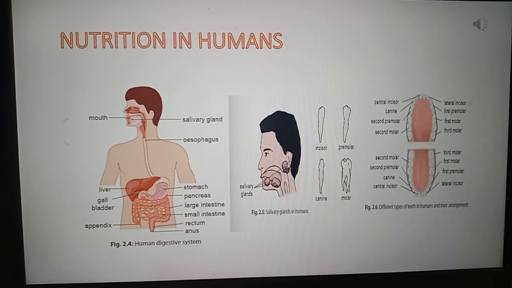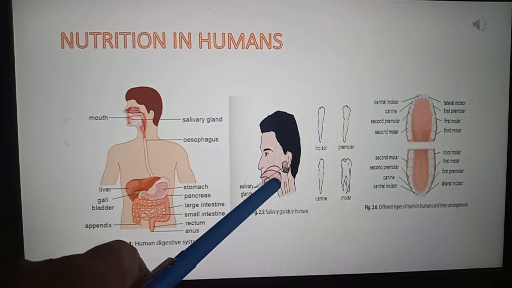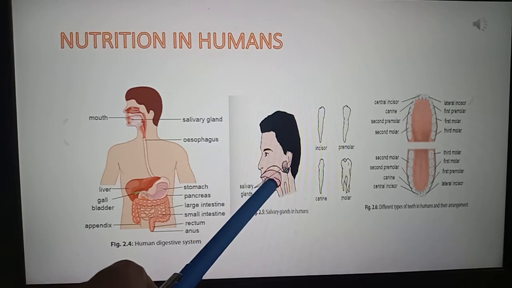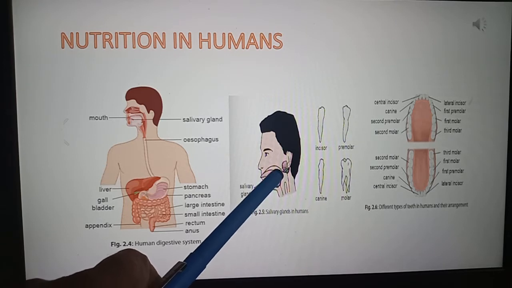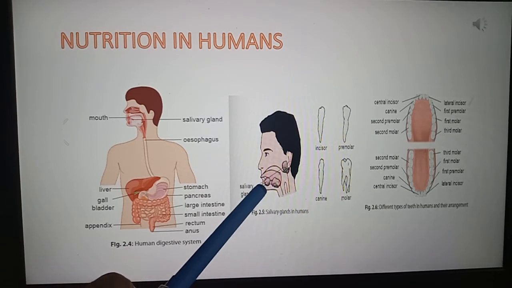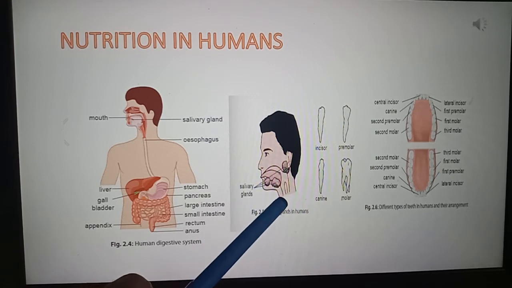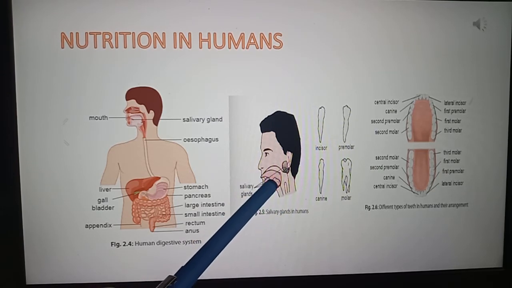I also told you how we take food. The food is taken into our mouth. In our mouth we have the salivary gland. Three pairs of salivary glands are present in our mouth. The salivary glands produce saliva as well as an enzyme called amylase. Now I was also discussing the function of amylase, what the amylase is doing.